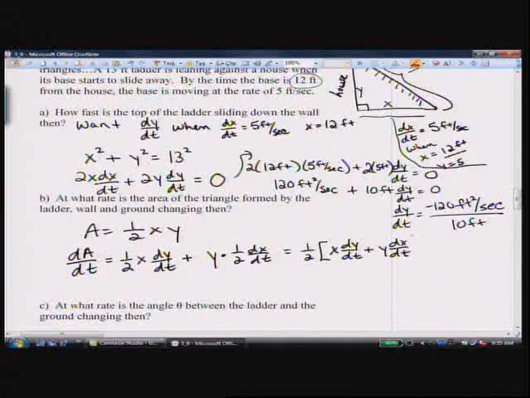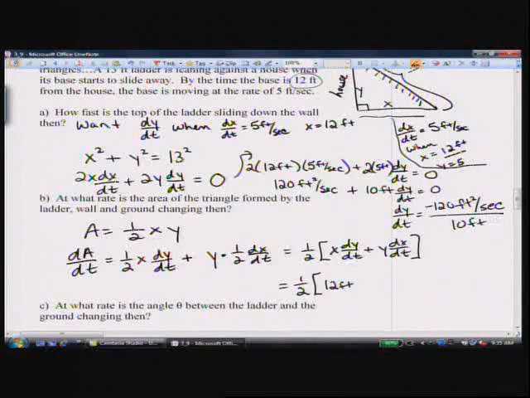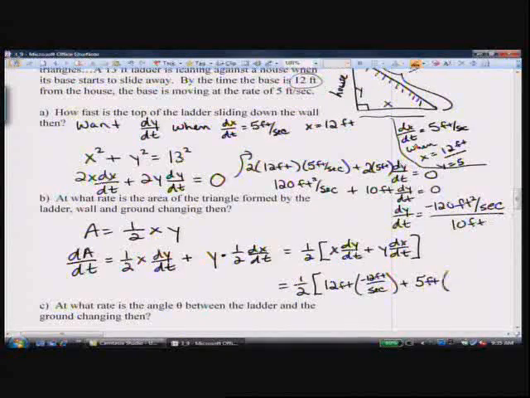You actually know all of these numbers now because you found dy/dt in the first part of the problem. So this is 1/2. What are we going to put in for x? 12 feet. dy/dt was negative 12 feet per second. y we found to be, at that instant, 5 feet. And dx/dt we found to be 5 feet per second.